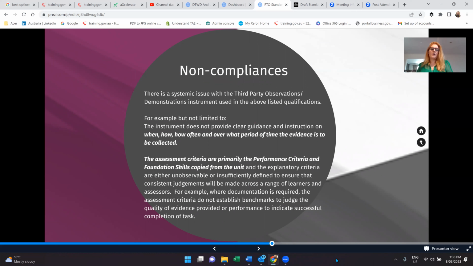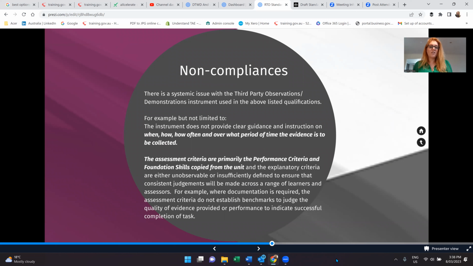So, examples of non-compliances. Systematic issue with third-party observations. Third-party observations are not a primary form of evidence. If that is what you are relying on to sign off on competency, your RTO is more than likely non-compliant. I can think of one circumstance where I've seen it, where they had to rely on third-party observations and they did it in a way that was really robust. Outside of that, every other RTO I've ever seen, not good enough. Fails audit every time.